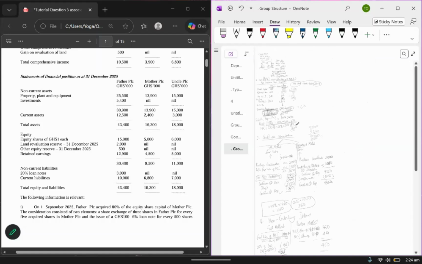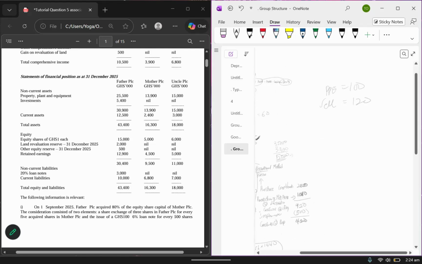The transfer, yes, we can have transfer of PPE. That's when, let's say, the parent or the subsidiary transfers or sells PPE to the other party. Assuming the parent is selling PPE. The PPE is supposed to be 100, and the parent sells it to the subsidiary at 120. So you see that there has been a profit of 20 on this as well.